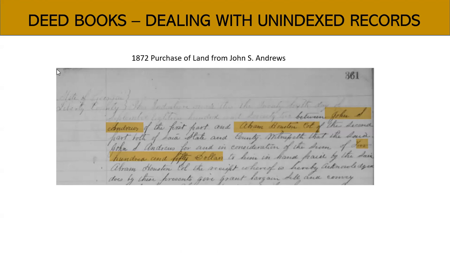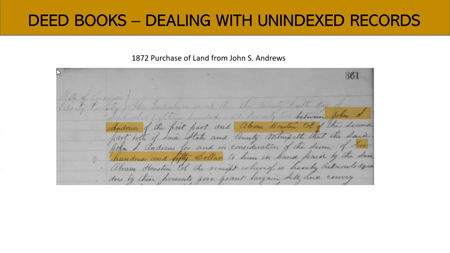I did find that John S. Andrews, who lived in the same area as Abram Houston, had sold him 10 acres of land in 1872 for $250, which I am so curious about where he got $250 in 1872. I haven't solved that mystery yet, but I do know that this was part of the breakup of some of the plantations by the white owners who could no longer afford to pay the taxes, now that their most valuable property, in quotes, the enslaved people who worked the land, was gone. So Andrews' land was divided into lots and sold out.